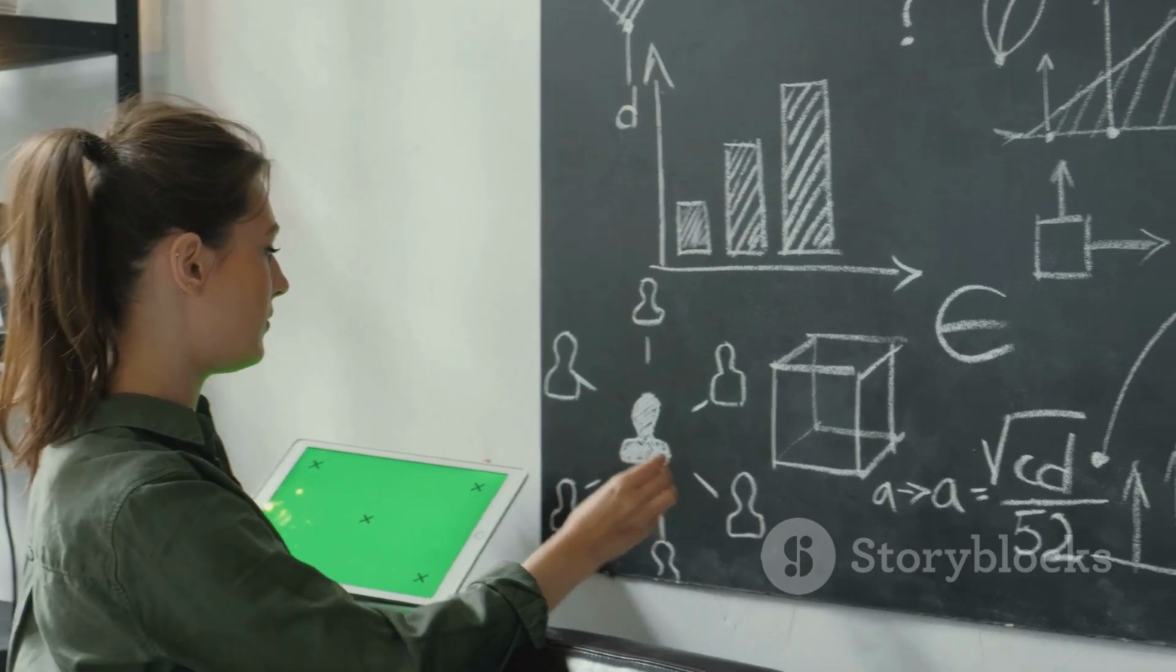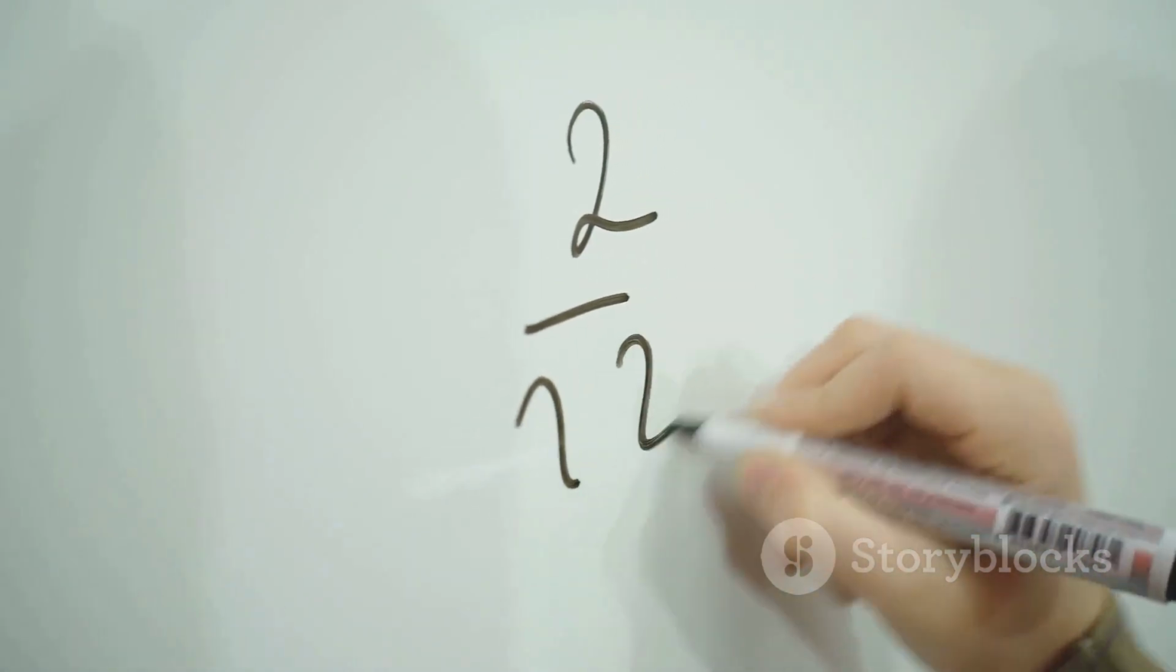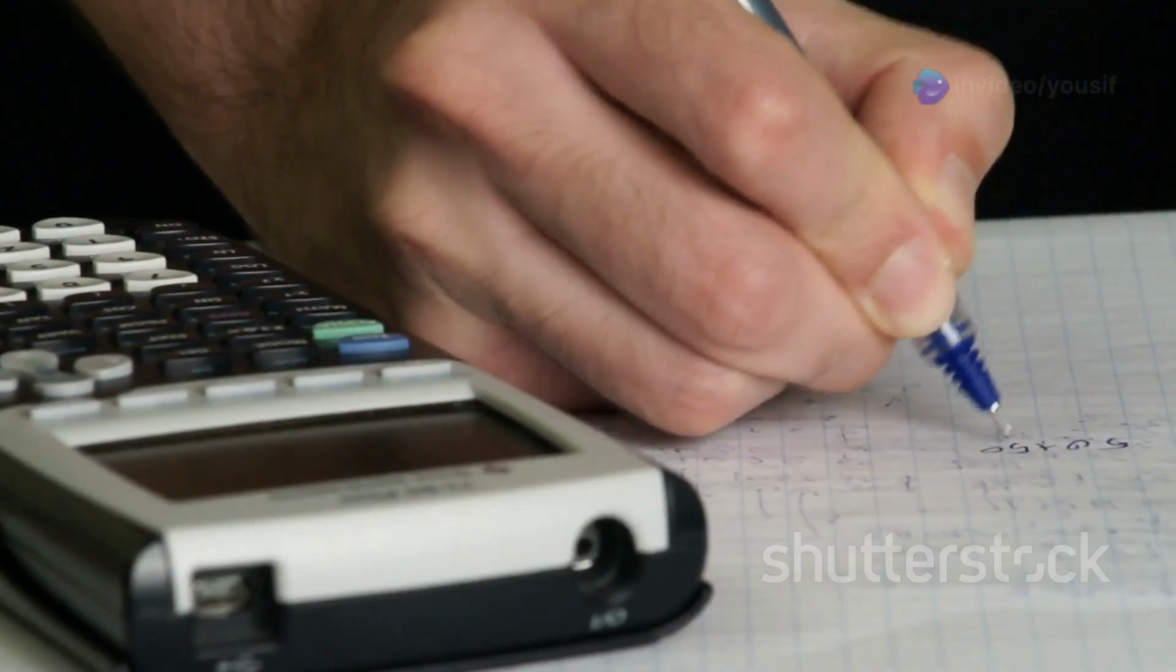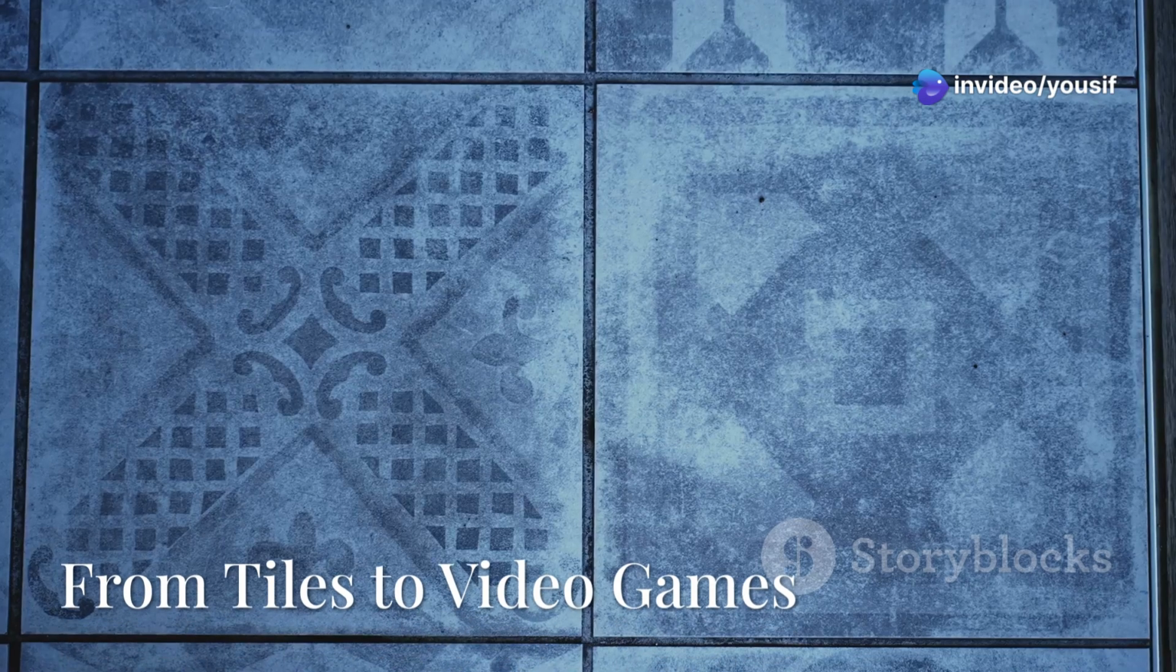We can do this with any number. Want to find 2 squared? Just multiply 2 times 2. That's 4. See? Squaring numbers is really easy peasy.